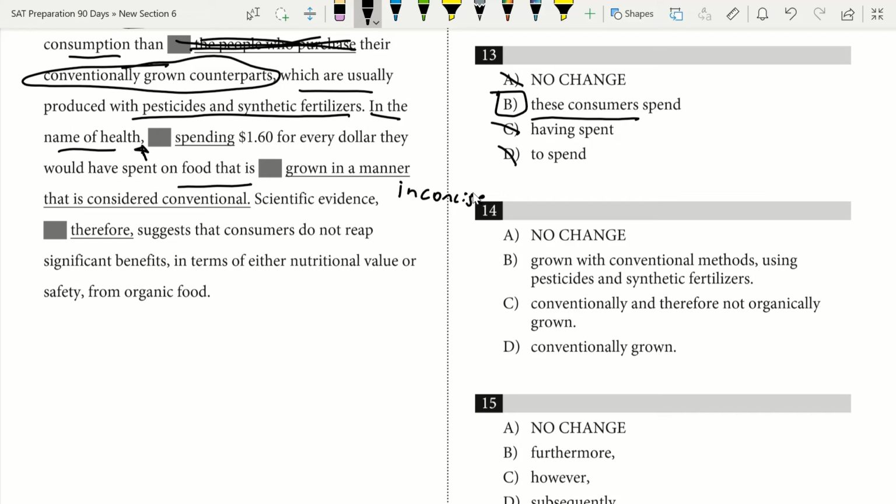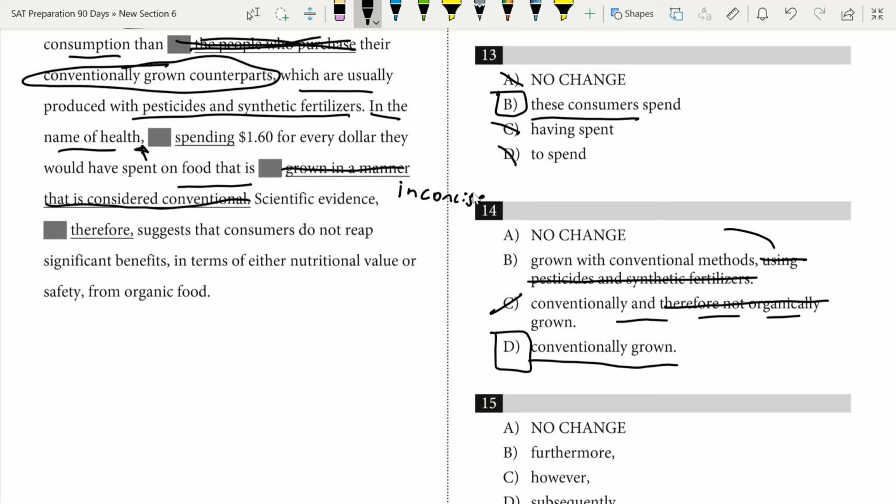Okay, so we're going to look for a choice that is very, very efficient in its word choice, and the correct answer there would be conventionally grown, right? We would say they would have spent on food that is conventionally grown. That says all of these words, but in only 2 words. Okay, we wouldn't say conventionally and therefore not organically grown because therefore not organically would be redundant. So C is wrong. B, grown with conventional methods using pesticides and synthetic fertilizers. Saying using pesticides and synthetic fertilizers is a conventional method, so B would be repetitive and redundant, so B is wrong. Looking at option A, no change. Like I said, that's wordy, it's inconcise, so that's wrong as well.